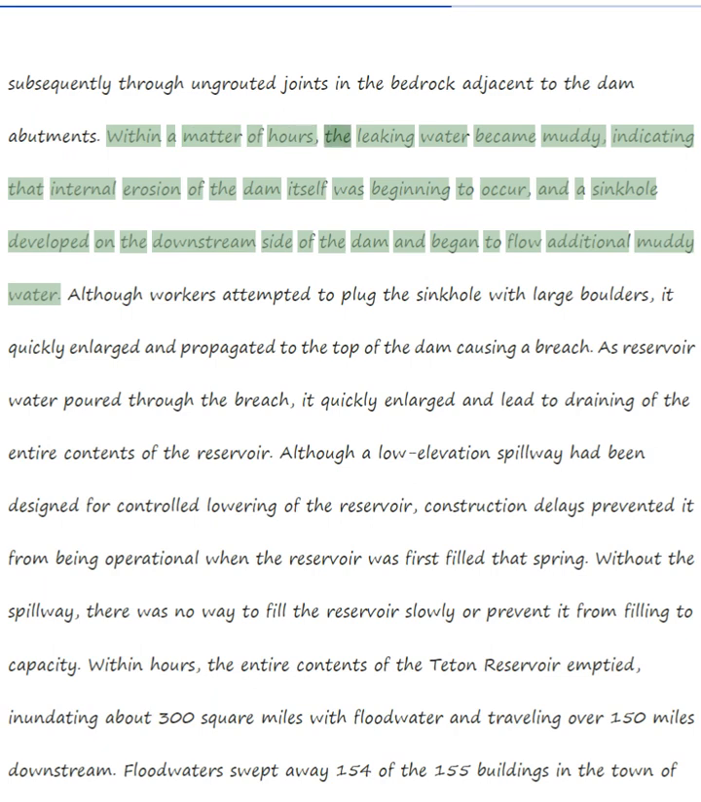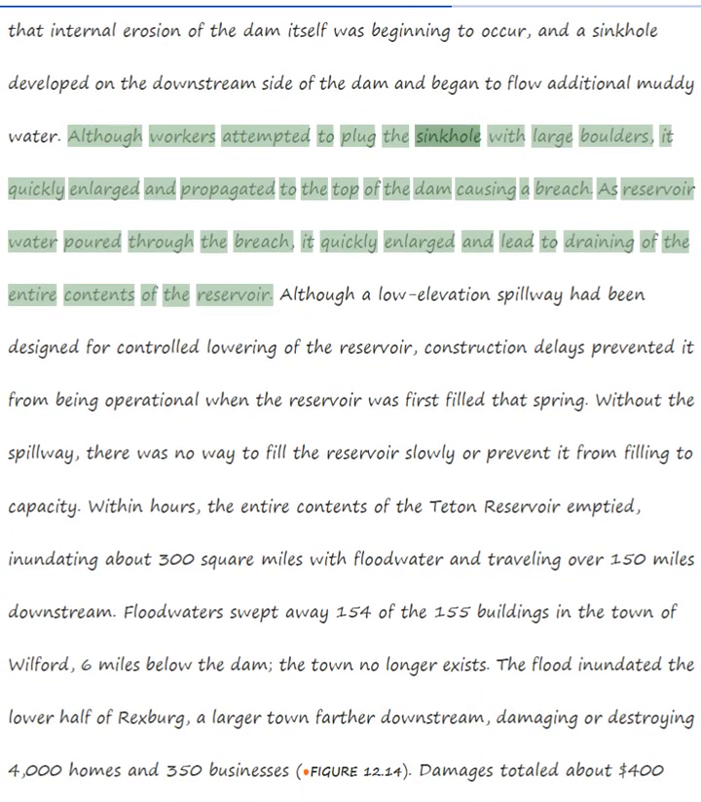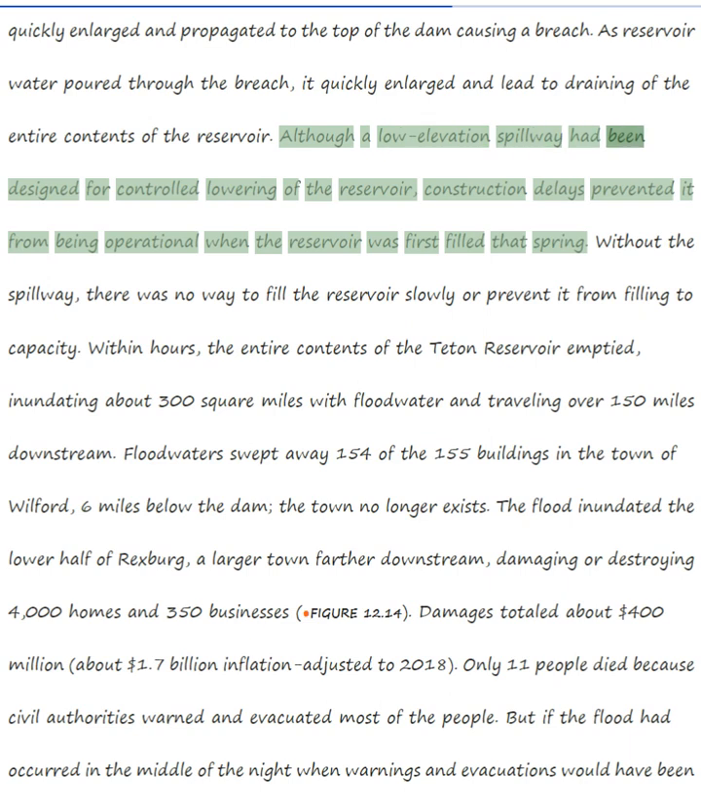Within a matter of hours, the leaking water became muddy, indicating that internal erosion of the dam itself was beginning to occur, and a sinkhole developed on the downstream side of the dam and began to flow additional muddy water. Although workers attempted to plug the sinkhole with large boulders, it quickly enlarged and propagated to the top of the dam, causing a breach. As reservoir water poured through the breach, it quickly enlarged and led to draining of the entire contents of the reservoir. Although a low-elevation spillway had been designed for controlled lowering of the reservoir, construction delays prevented it from being operational when the reservoir was first filled that spring.